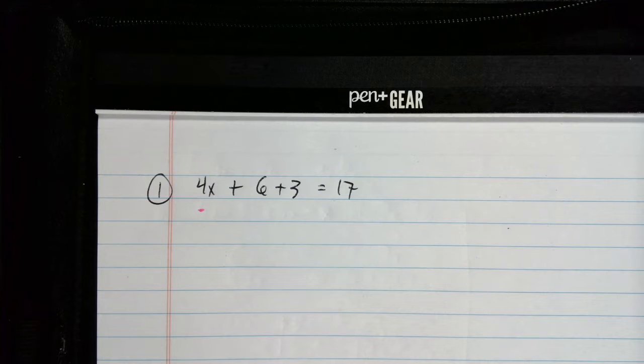Alright, so this one shouldn't take you very long. 4x plus 6 plus 3 equals 17. So again, if we want to remember our steps, do I call it out or do I just hold it up? Hold it up.